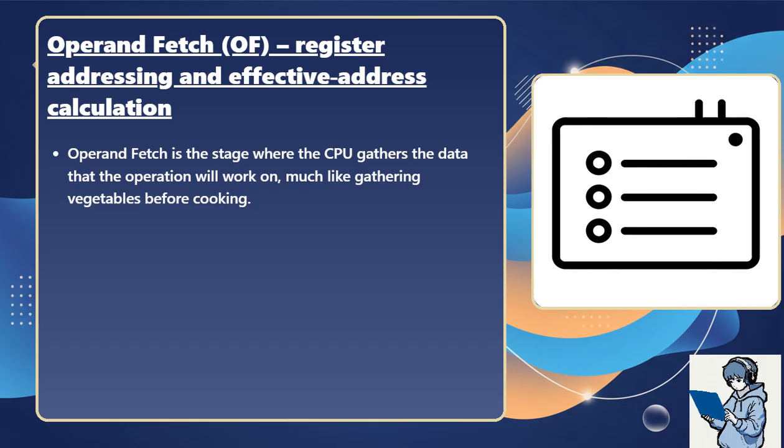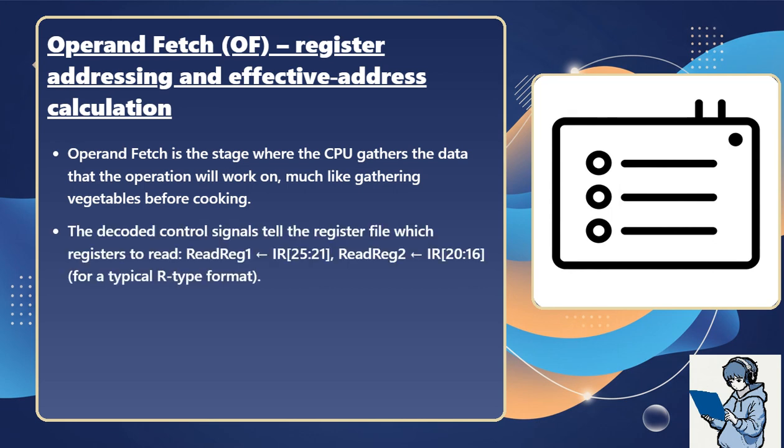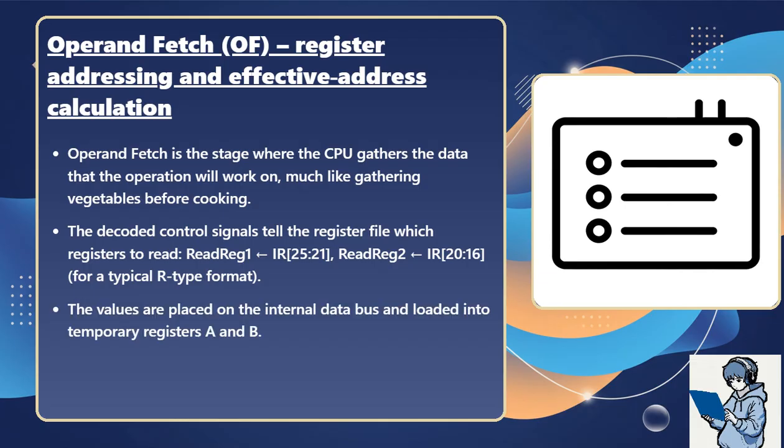Operand fetch is the stage where the CPU gathers the data that the operation will work on, much like gathering vegetables before cooking. The decoded control signals tell the register file which registers to read. Read reg 1 gets IR[25:21], read reg 2 gets IR[20:16] for a typical R-type format. The values are placed on the internal data bus and loaded into temporary registers A and B.